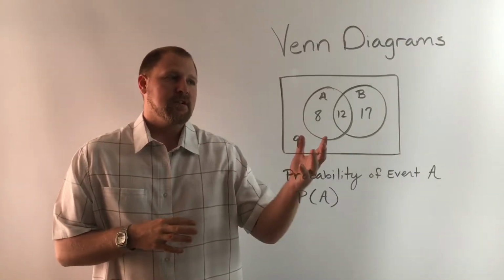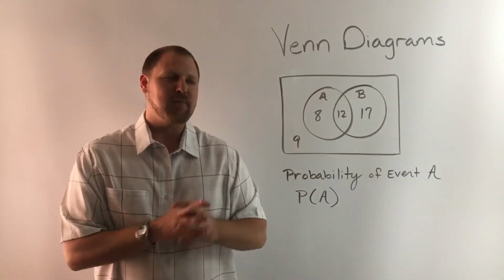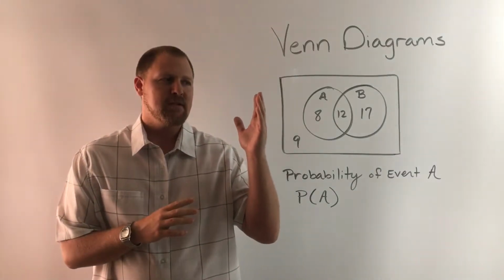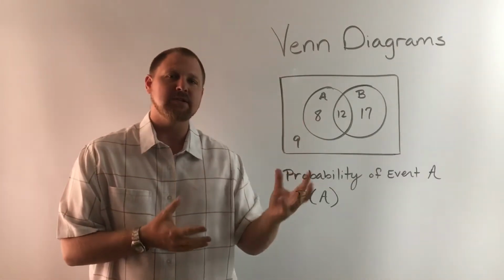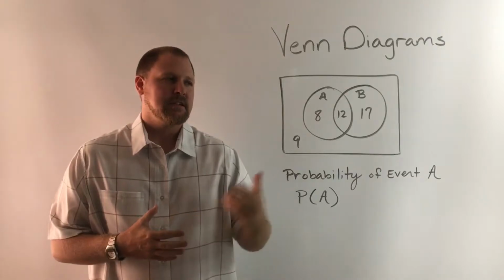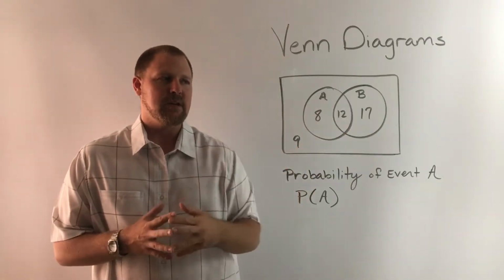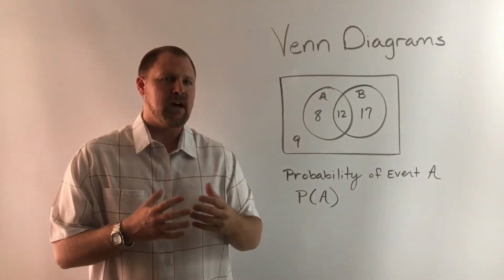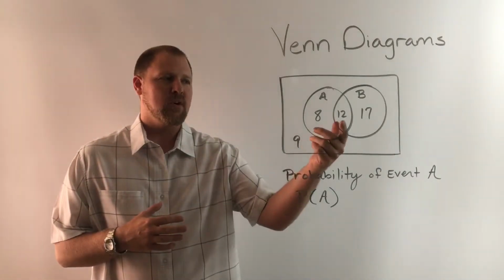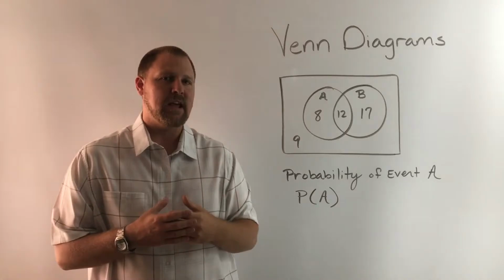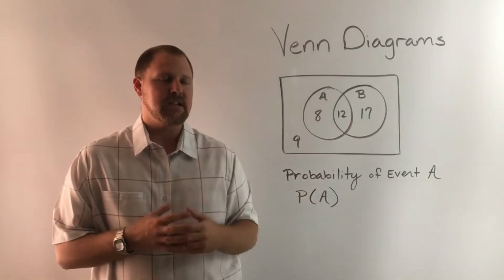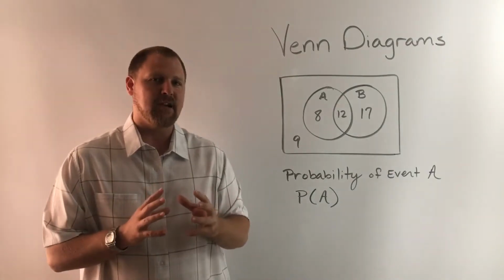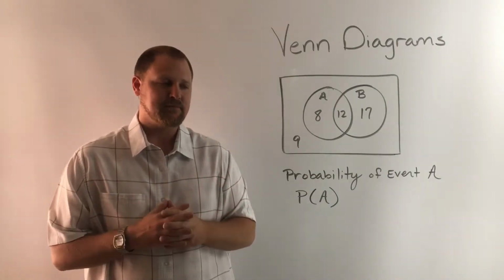So here we have a basic type of Venn diagram, nothing very specific, it's all pretty general. However, we have the components that you need to make sure your students understand. So here we have event A and event B. We have 8 that only operate in event A, 12 that operate in both event A and event B, and 17 in only B. And of course 9 here outside of that Venn diagram is neither.